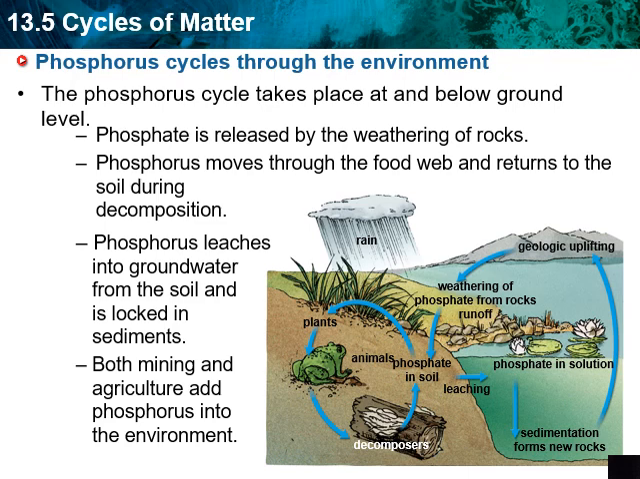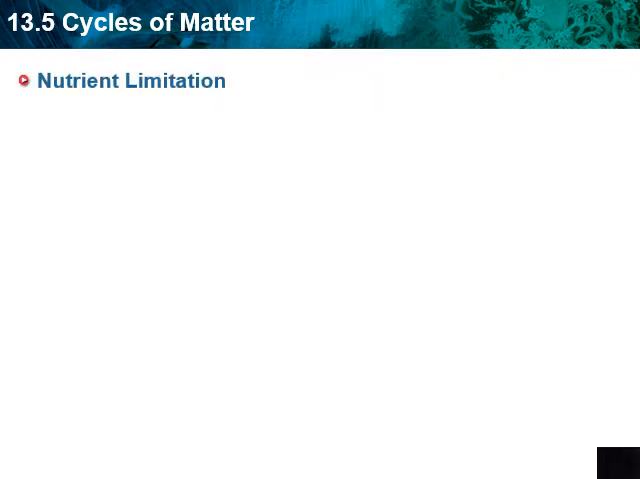Locked in sediments. And then also when we do mining or we grow plants, we add phosphorus into that environment to help those plants grow. Same thing when we add nitrogen also to our plants to help them grow. So phosphorus and nitrogen are critical for helping plants grow, but we don't always have enough of them.